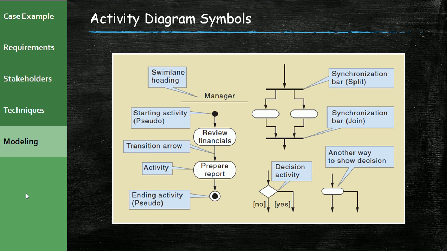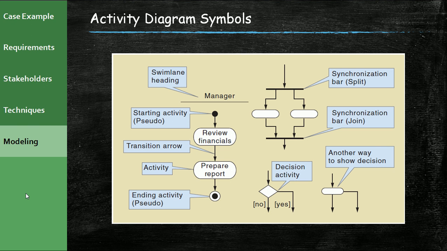This is the syntax of activity diagrams. So you've got a swim lane heading, which you can see in this case, it says manager there. That's the swim lane heading, and you'll see why they're called swim lanes in just a second. The little dot is the starting activity, and then you've got those ovals, which are the actual activities that are being performed, and the transition arrow shows you how we transition from one activity to the next, and then you've got the bullseye, which shows that you've ended the activity. That's when the activity comes to a stop.